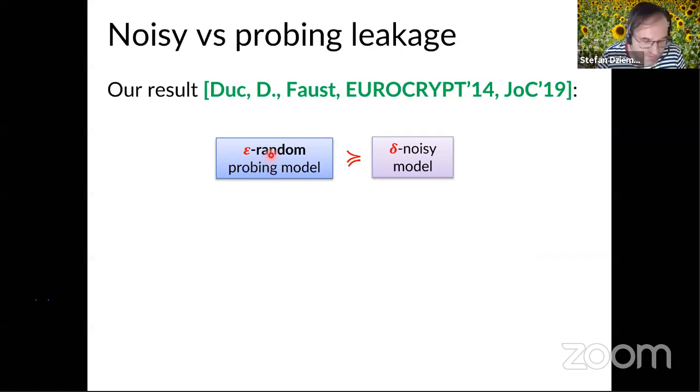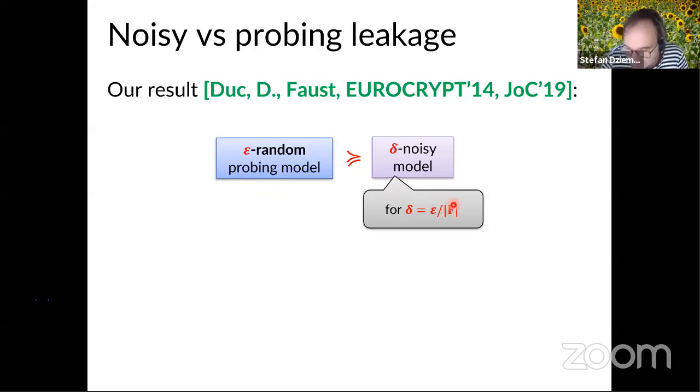Epsilon random probing I'm going to define on the next slide. So we introduce a new model, a variant of the probing model, and we show that it's at least as strong as the delta noisy model for delta equal to this. So this is epsilon divided by the size of the field, which is maybe not so great for larger fields, but if the field is just binary, then it's just 2 here, right? So it's not so bad.